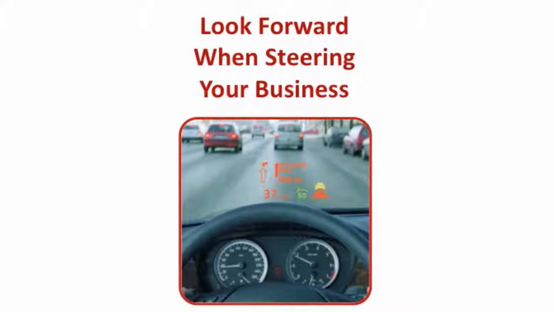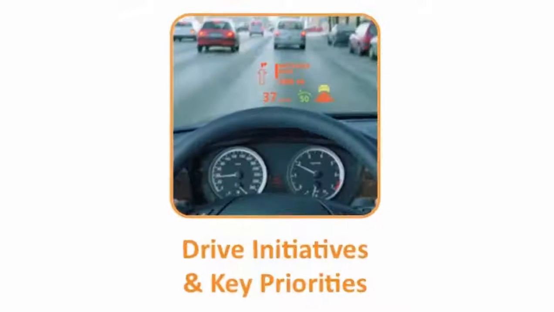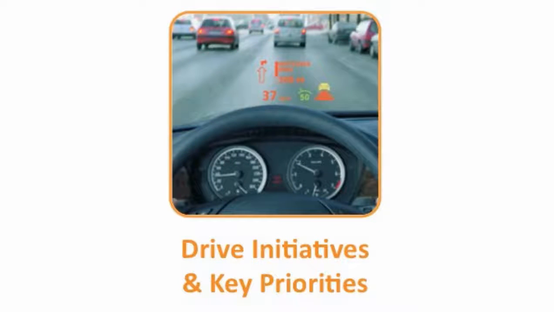Build your management process around Corelytics, and you will be able to look forward when steering your business ahead. Be proactive when driving your company. Financial performance visibility helps you determine how well your initiatives are improving performance. Make sure to assign someone to be responsible for driving key initiatives and use goals on specific metrics to track and share performance results.